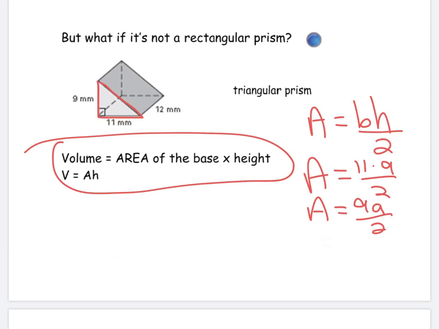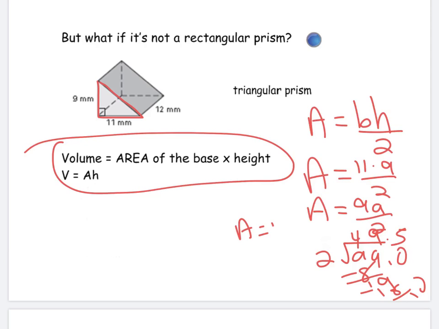To show the process of dividing by 2, my 99 goes on the inside. 2 goes into 9 4 times because that's 8. I subtract, I get 1. I bring down my 9. 2 goes into 19 9 times because that's 18. I subtract, I get 1. I have to add a decimal and a 0. And then 2 goes into 10 5 times. So my area is equal to 49.5.